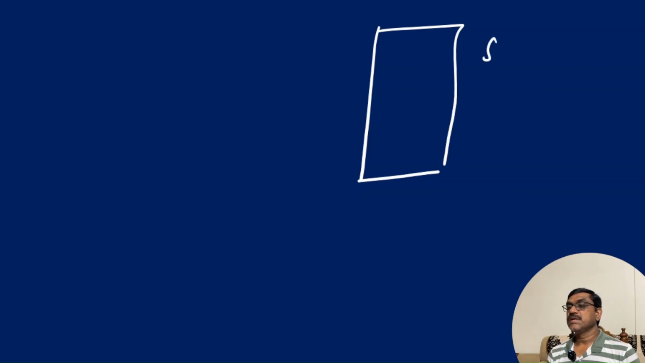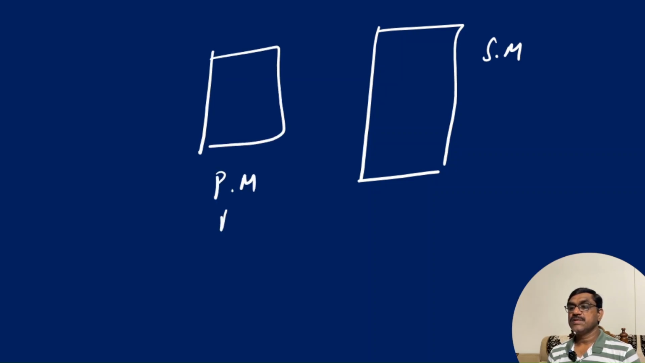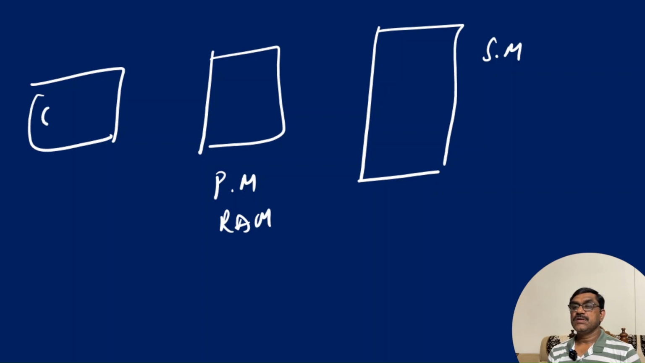So assume that this is the area, we call it as secondary memory, and this is the area we are calling it as primary memory, or we can say random access memory. Here we are taking CPU, right? This we are talking about CPU. Whenever you write a program, that program is stored in the primary memory or random access memory.